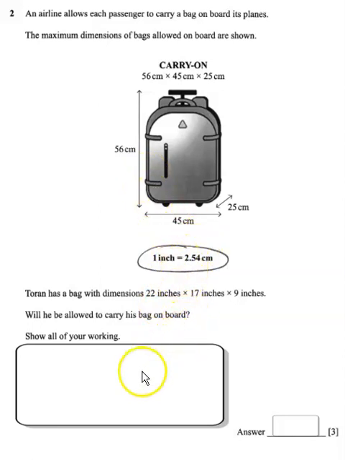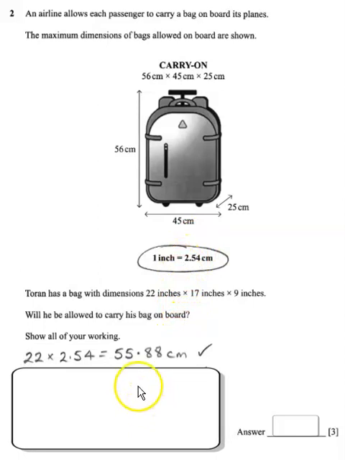So the way you would do this is, for the first one, 22 multiplied by 2.54. So you see the difference is inches here and centimeters there. Normally if they're different like that, you just times them together. So that would be 22 times 2.54, which is 55.88 centimeters. And you can see that this one is 56, so that's okay.